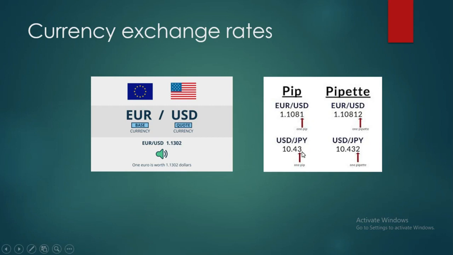Then if you are given that pair to 3 decimal places, the 3rd decimal place will be the pipette, or the point. Hope you know the difference. On all other common pairs, the 5th decimal place is the pipette or the point. But on JPY pairs, the 3rd decimal place is the pipette or the point. Hope you understand the pip. So that's what I have to explain on currency exchange rates.